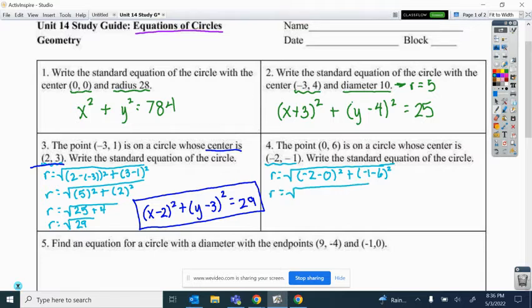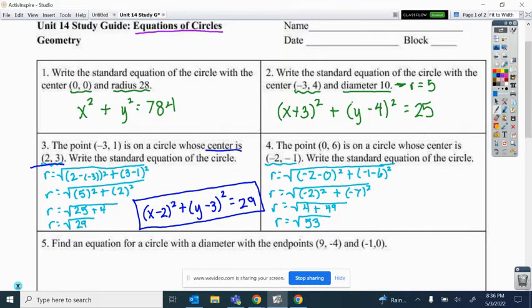So we'll continue to simplify. -2 minus the 0 puts us at a -2. That'll still be squared. And my next set of parentheses, I'm looking at a -1 minus 6. That is -7 to be squared. So I'm talking about the square root of 4 plus 49. So this radius is the square root of 53.